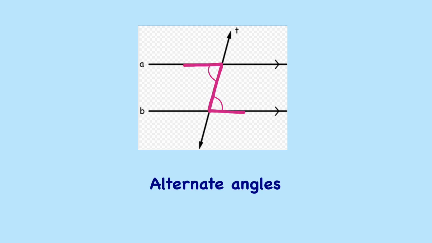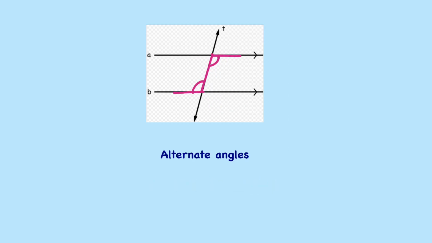The Z shape in which we find a pair of alternate angles could also be drawn backwards, like this. When you're identifying alternate angles, just look for the Z shape.